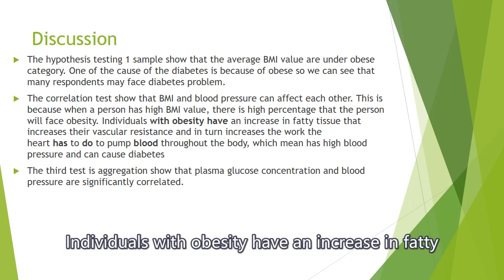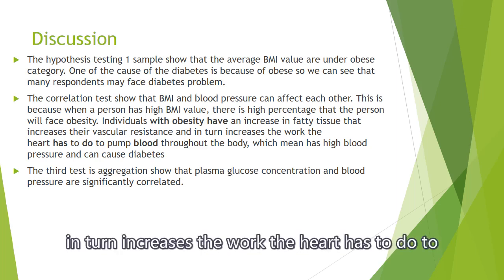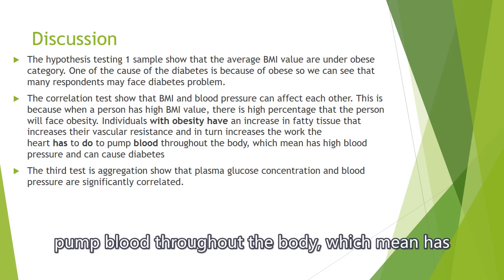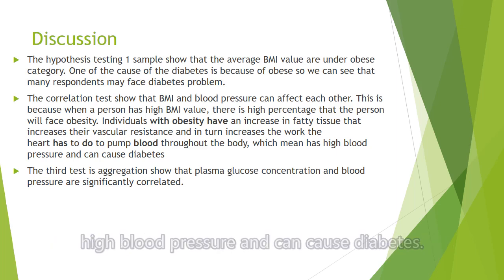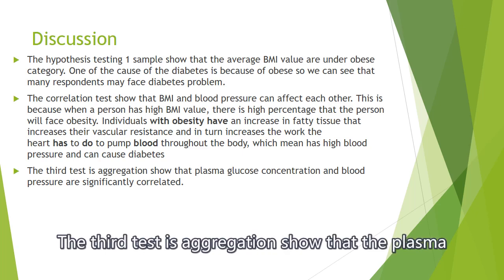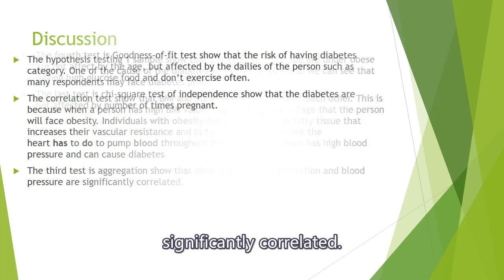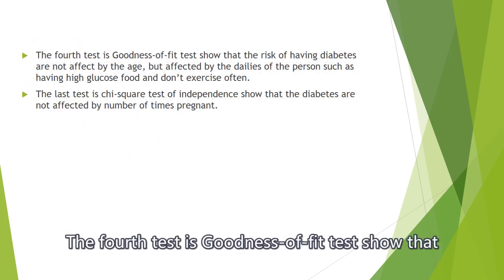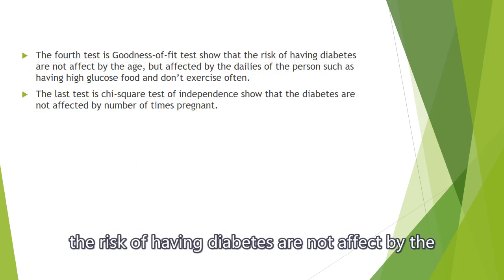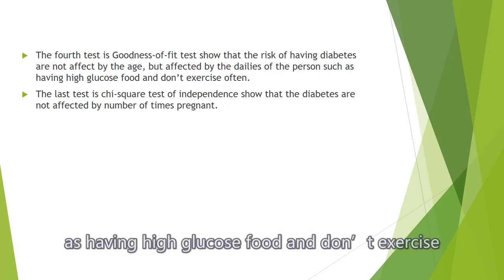Individuals with obesity have an increase in fatty tissue that increases their vascular resistance and in turn increases the work the heart has to do to pump blood throughout the body, which means high blood pressure and can cause diabetes. The third test, correlation, shows that the plasma glucose concentration and blood pressure are significantly correlated. The fourth test, the goodness of fit test, shows that the risk of having diabetes is not affected by age but affected by the daily life of the person, such as having high glucose food and not exercising often.